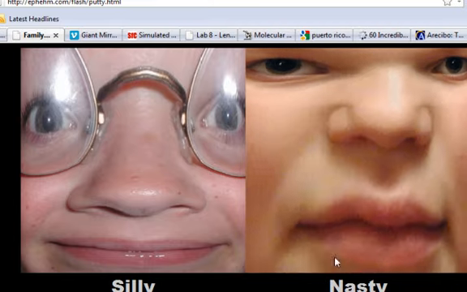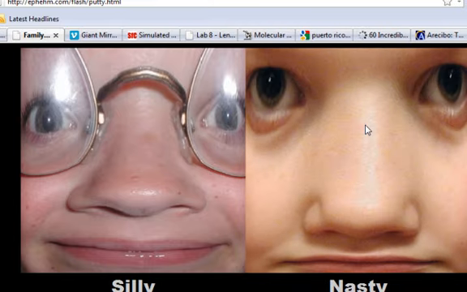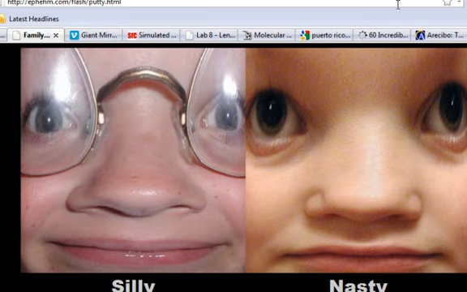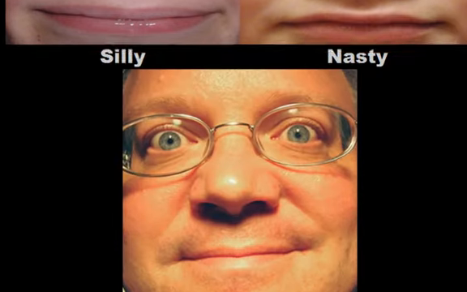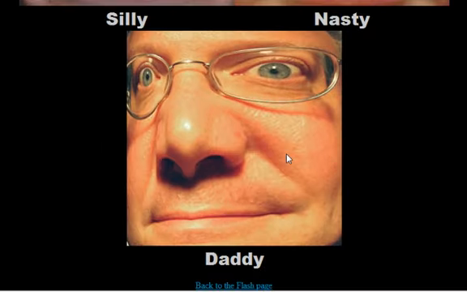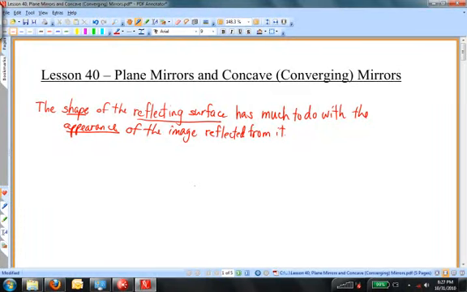And the shape of the reflecting surface does a lot to dictate what the final image is going to look like. The shape of the reflecting surface has much to do with the appearance of the image reflected from it. So the next time you go to visit Lake Winnipesaukee or Lake Winnie, you can look at the shape of the mirror and see what kinds of images that you can get from it.